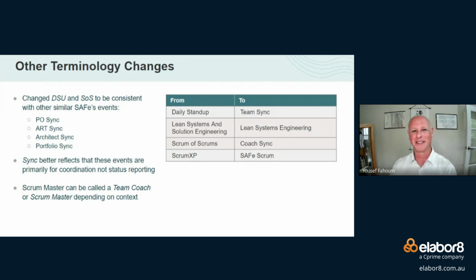Sometimes. Lean systems and solution engineering is now lean systems and engineering, so it's easier to say. Scrum of Scrums is now the coach sync to kind of nod to the team coach title. And then Scrum XP is Safe Scrum. So there we are.